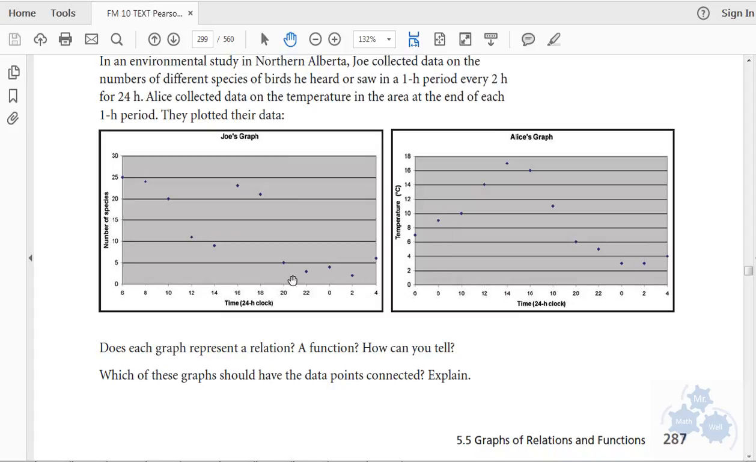So what would it look like if it was not a function, either one of these? What would the graph look like?